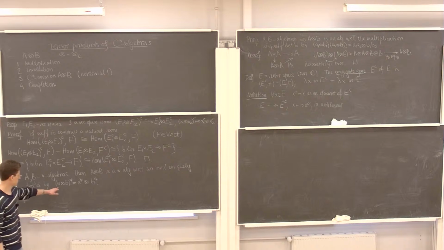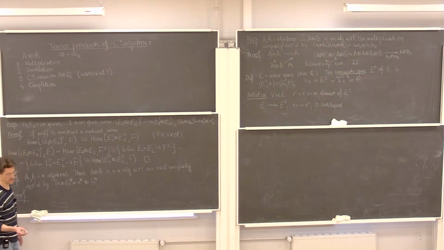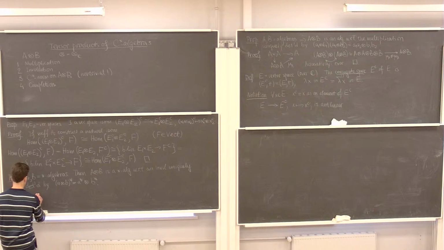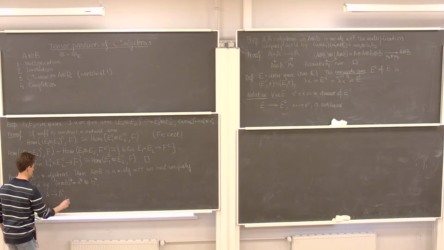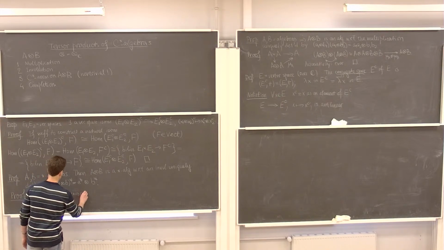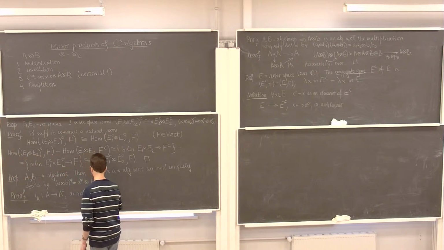To prove that this formula indeed gives us a well-defined involution on the tensor product, we replace antilinear maps by linear maps. So the involution on A is an antilinear map, but it produces a linear map from A to AC, which takes a to a star. And since we replace here A by AC, we see that IA is a linear map.